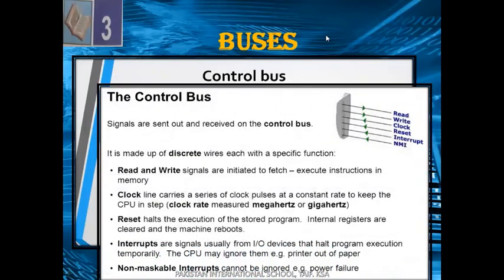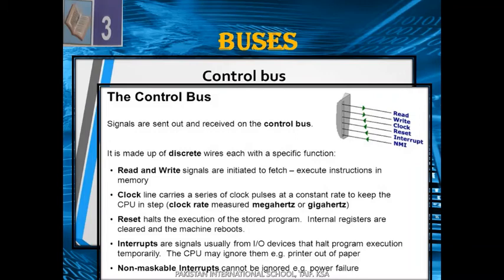The control bus signals are sent out and received on the control bus. It is made up of discrete wires, each with a specific function. Read and write signals are initiated to fetch and execute instructions in the memory. Clock lines carry a series of clock pulses at a constant rate to keep the CPU in step. Clock rate is measured in megahertz or gigahertz.